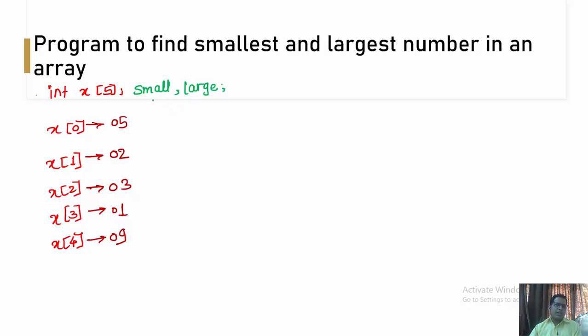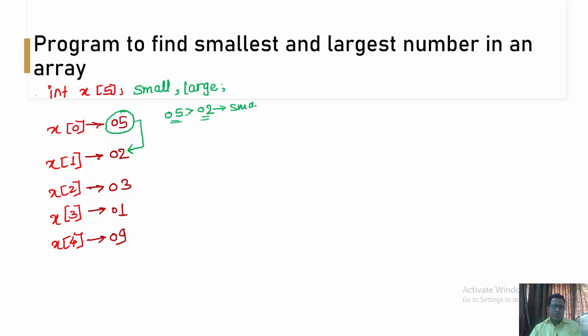So the logic is simple and straightforward. This first element I am going to compare first with the second element. If the first element is greater than the second, I repeat, if the first element is greater than the second, it indicates the second element has a smaller value. Just try to get this here. 05, that is the first element, is compared with the second element.